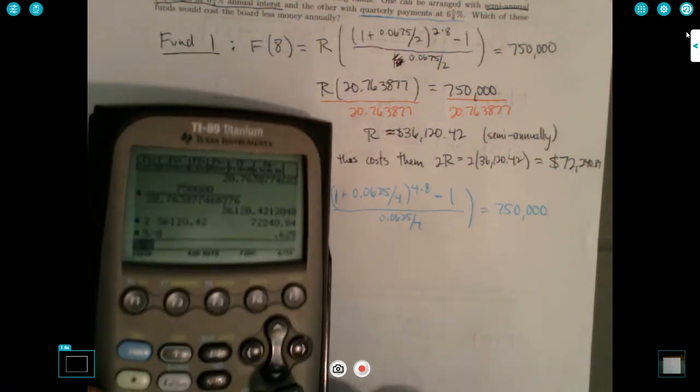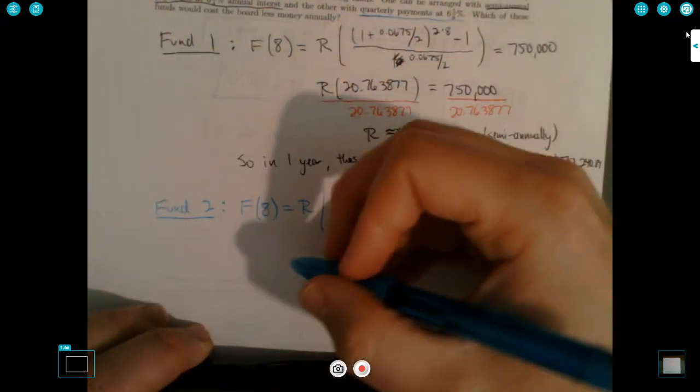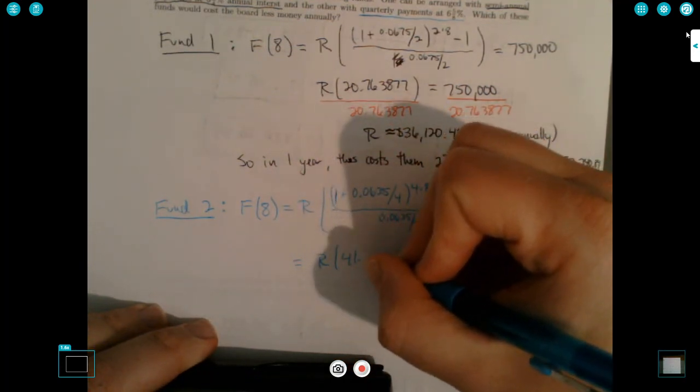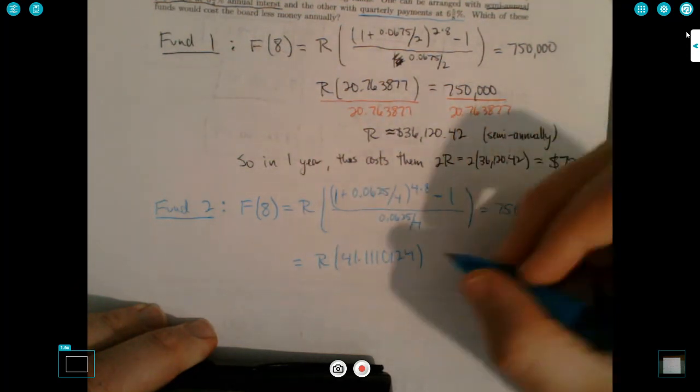So let me punch this into my calculator now. I'm going to have 1 plus 0.0625 divided by 4 to the power of 4 times 8. Then I'm going to subtract 1. Then I'm going to divide by 0.0625 over 4. And I get 41.11101, blah, blah, blah. So this is R times 41.1110124.